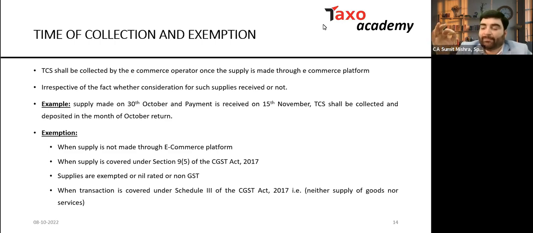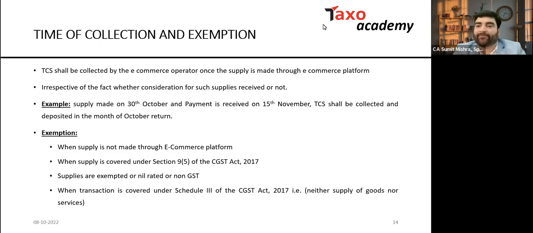So just to maintain the trail, the e-commerce operator will collect TCS out of my tax component. But in case the tax is supposed to be deposited by the e-commerce operator, then there is no need of trail. Are you getting my point? There is no need of trail because the entire tax is already deposited by the e-commerce platform or e-commerce operator. So that's why there is no requirement.